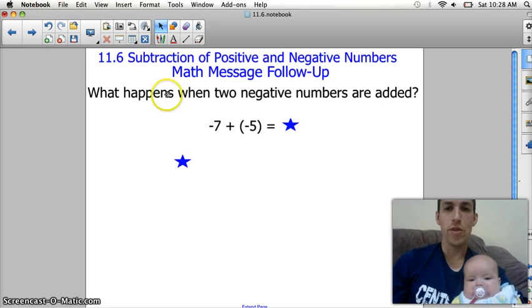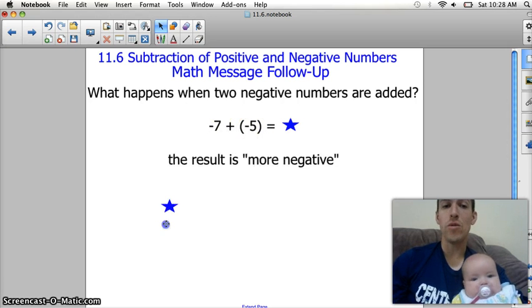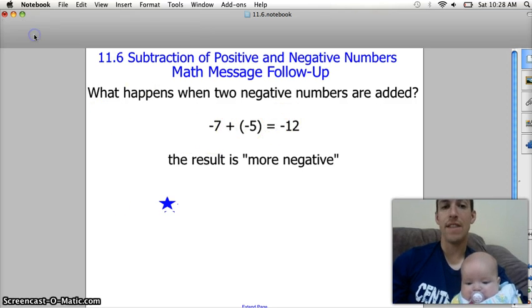What about when you have two negative numbers? You owe $7, then you owe $5. Do you owe more or less? Well, you owe more. You have more of a negative. So 7 plus 5, since the signs are the same, we're going to add them together, and 7 plus 5 is 12, but negative 7 plus negative 5 is negative 12.